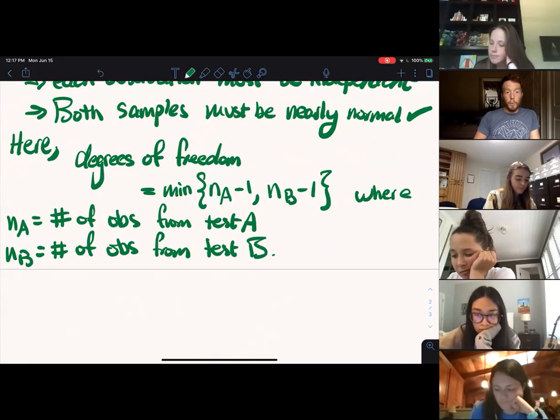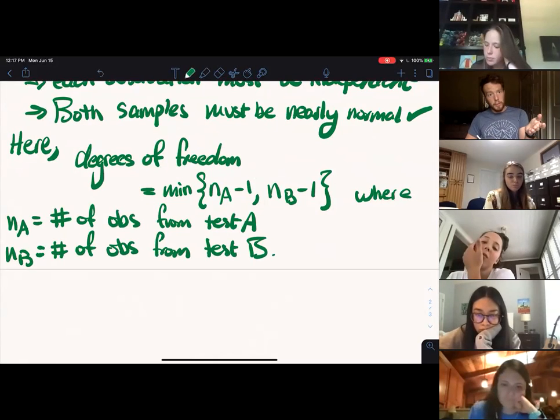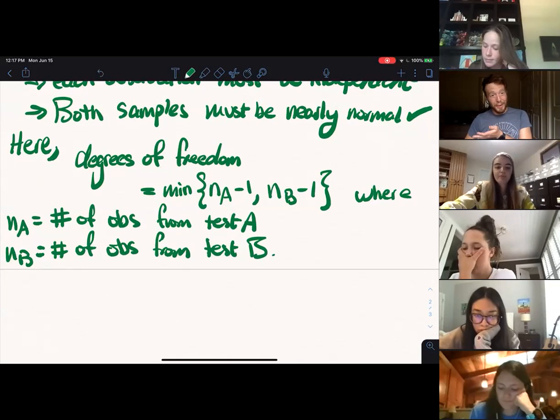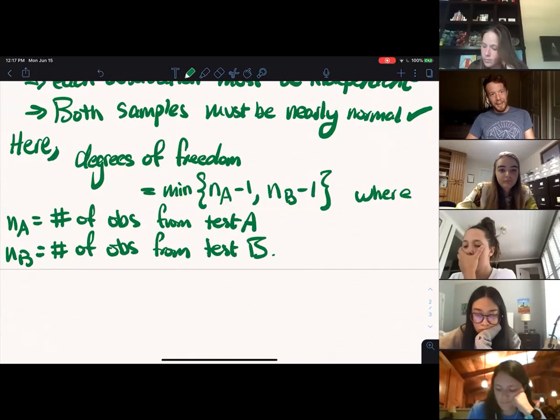Okay, so before degrees of freedom was just n minus 1, right? But we have two n's here, so what's our degrees of freedom? And the answer is you take whatever is the smallest sample and you subtract 1 from that, or that's equivalent to saying you subtract 1 for both of them and take whatever is smallest, right? So go with your smaller sample size and proceed forward.